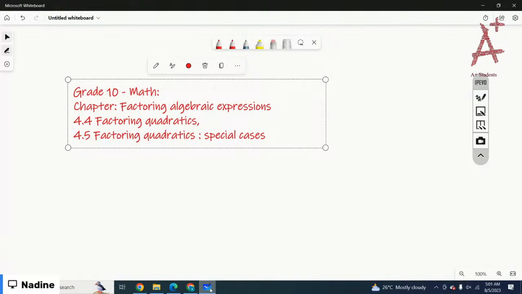We are here for grade 10 math. So we're working on the book Nelson grade 10 and we're working on chapter 4, that is factoring algebraic expressions. The lessons we're going to cover today are factoring quadratics and then factoring quadratics special cases. So let's just start with lesson 4.4.